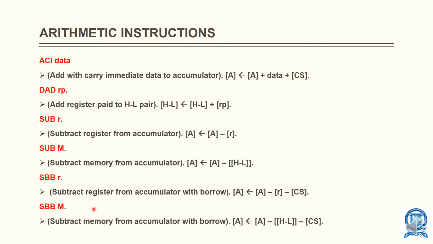Next SBB R, that is with borrow. Okay, so for addition we represent it as carry and for subtraction we represent it as borrow. So here the content of R register will be subtracted from the content of accumulator and then again by the borrow. SBB M, similar to the previous one, instead of register here we have the memory location addressed by the HL register.